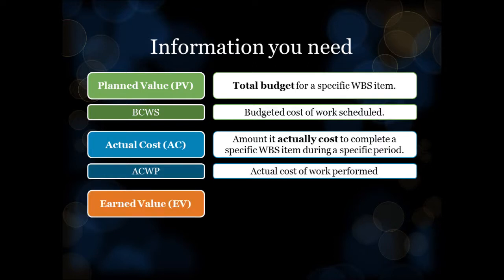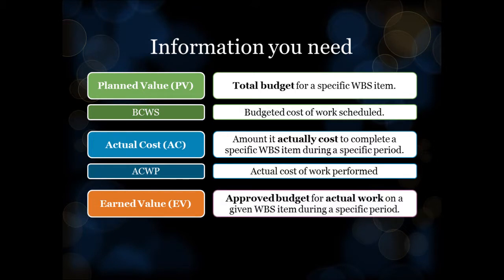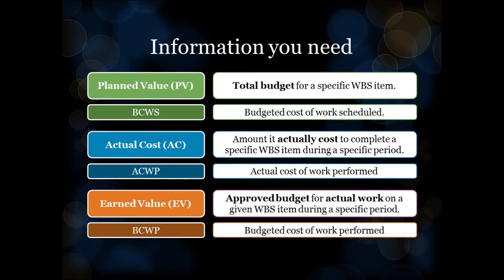Earned value, EV, is the approved budget for the actual work completed on a given work breakdown structure item during a specific period. You will also hear it referred to as budgeted cost of work performed. Note that just as with planned value, the cost for earned value is drawn from the approved project budget but is set against actual work performed, whereas planned value assumes that all scheduled work will be carried out.